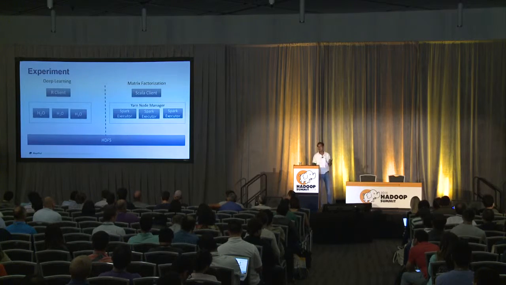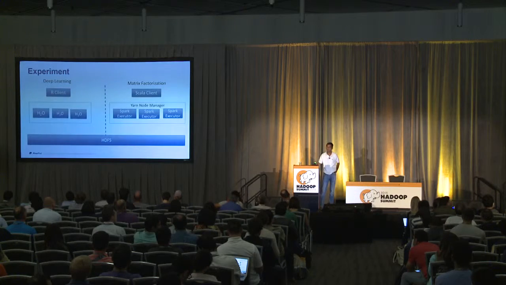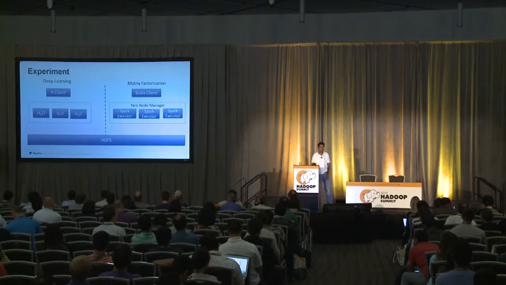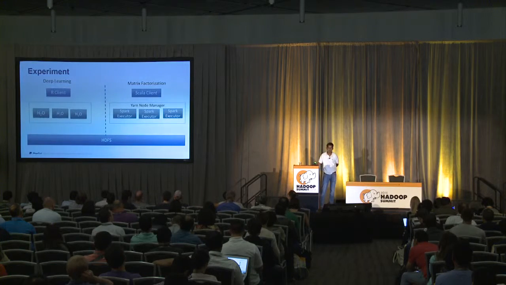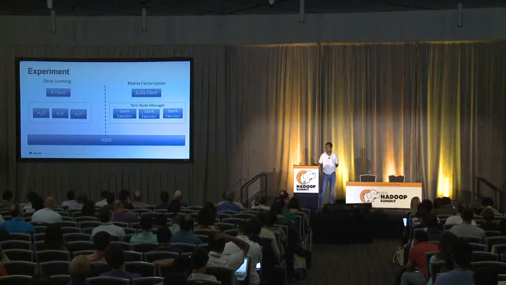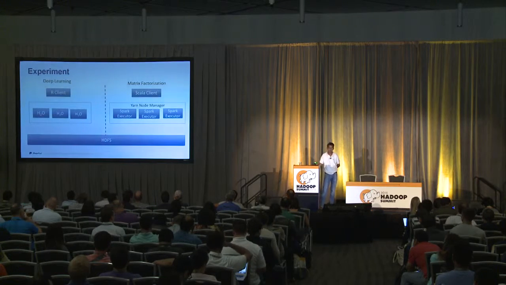H2O has a very nice R interface. They also have Python and REST APIs to interact with them. I used the R interface to build my deep learning buyer and seller models. For the matrix factorization, I used the Spark release available with HDP 2.x. It's basically a Scala client running MapReduce jobs, Spark jobs, within the YARN framework.